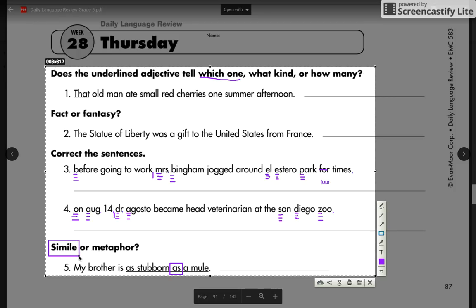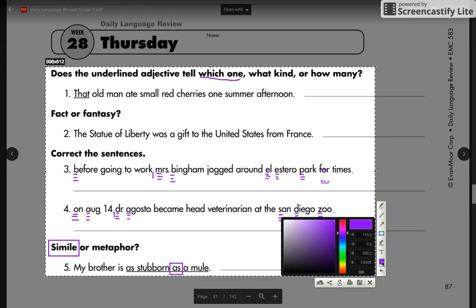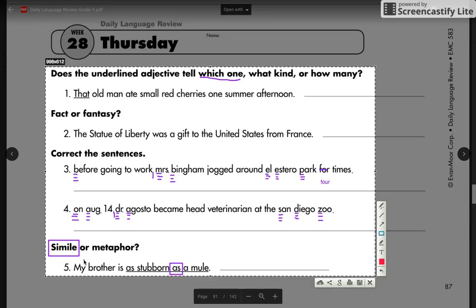I asked another question too. What are the two things being compared? Well, the two things being compared, I'm going to change the color just for this. I'll change it to red. Okay. The two things being compared, guys, are brother and mule. Brother is being compared to a mule. There's your answer. Okay.